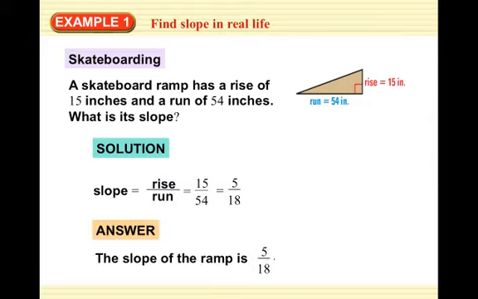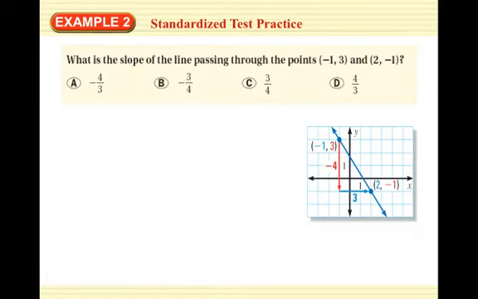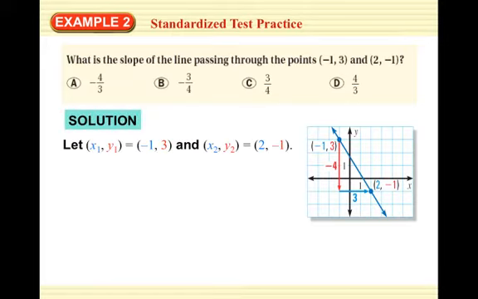Example 2, we're actually going to calculate the slope. What is the slope of the line passing through the points (-1, 3) and (2, -1)? So we're going to do y2 minus y1 over x2 minus x1. So we're going to let x1, y1 be -1, 3. So -1 is x1, 3 is y1. 2 is x2, -1 is y2. So we're going to do y2 minus y1 over x2 minus x1. So we're going to have -1 minus 3 over 2 minus -1.